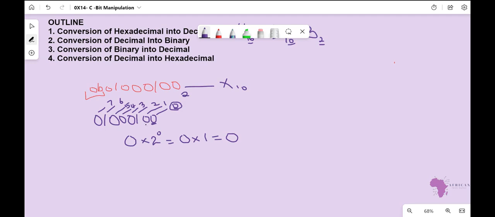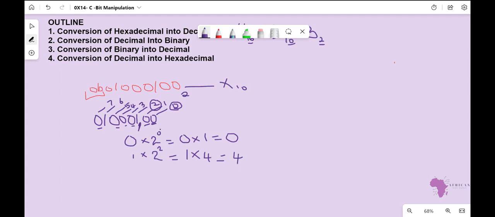So I don't need to go through all of these where there are zeros, because anything multiplied by 0 will come up to 0. I will go straight to where we have 1 here. So I will say 1 multiplied by 2 raised to, what are we raising to? We are raising to this 2. 2 raised to 2, which is the same as saying 1 multiplied by 4, which will give us 4.